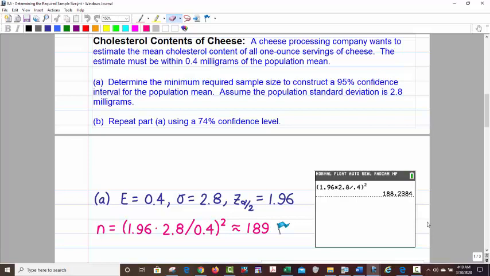And that's basically it. Now, part B is interesting because it says a 74% confidence interval. So this will kind of go back to something we've seen before on the Z interval process.